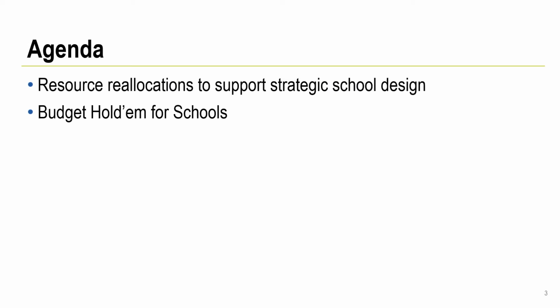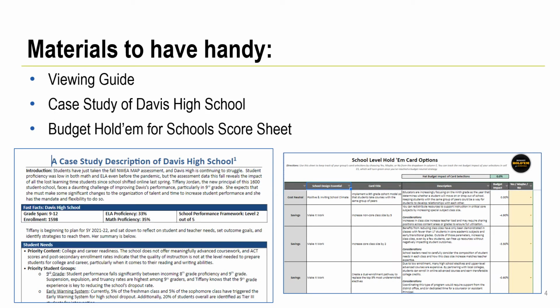We'll begin by reviewing resource reallocation decisions that can support strategic school design. Then you'll play Budget Hold'em for Schools with your team. You'll need about an hour to play the game. For this session, you'll need 3 materials. First, your viewing guide. Second, the case study of Davis High School. And third, your Budget Hold'em for Schools score sheet. Please take a moment to open these materials before we continue.